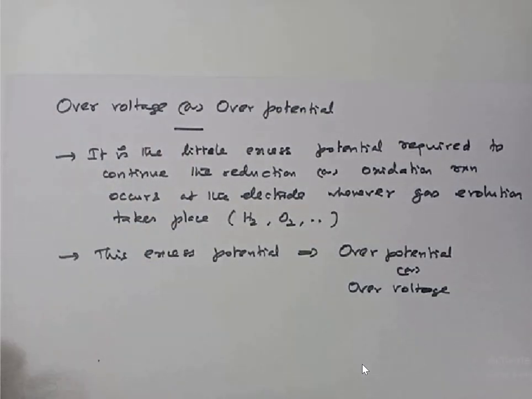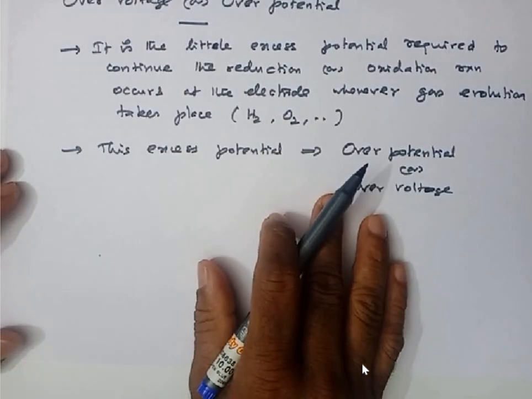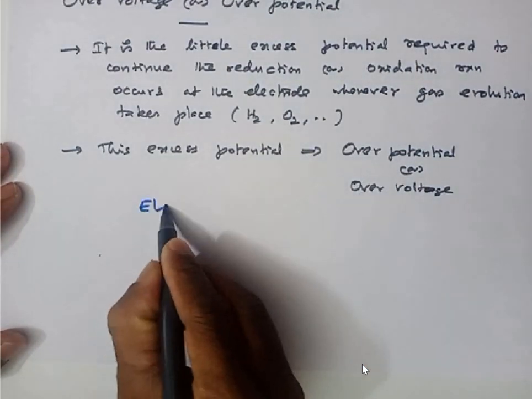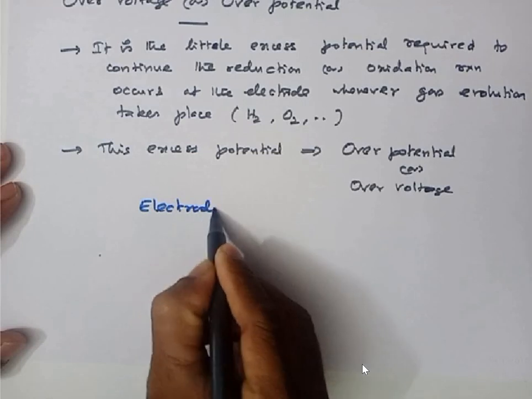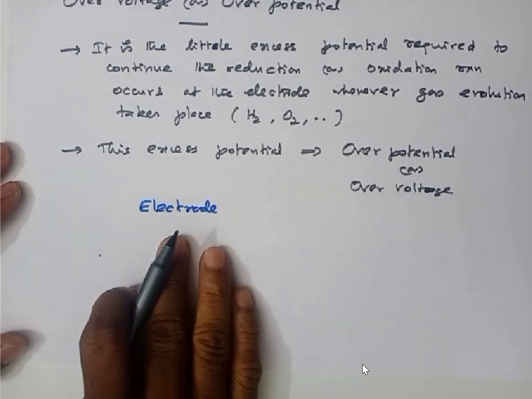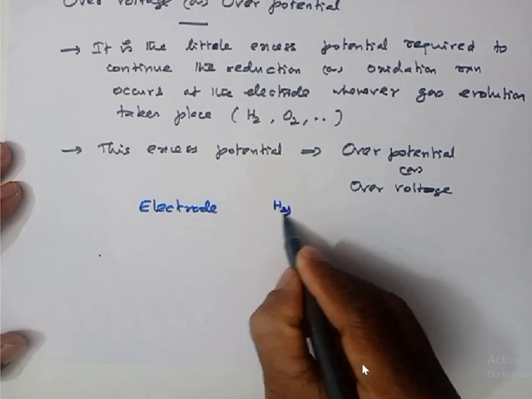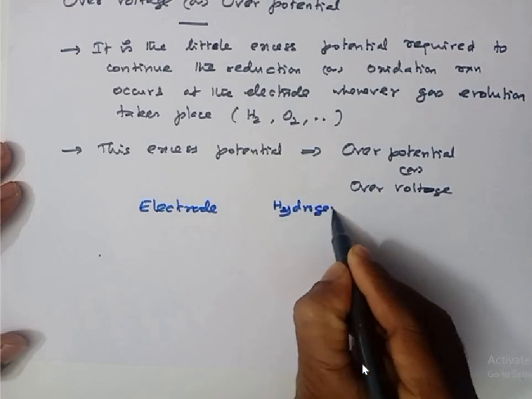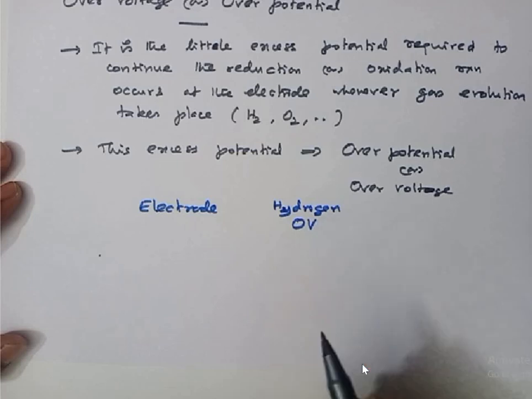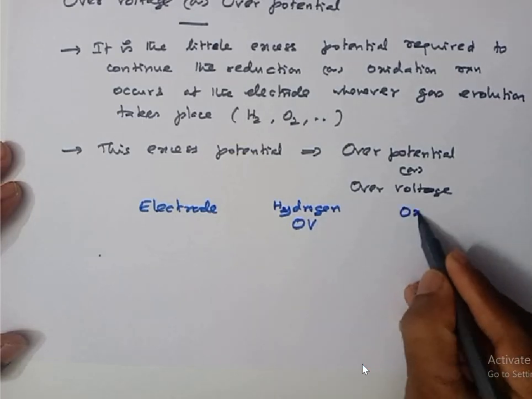So the over voltages for different electrodes are available. I'm not going to give all the electrodes, but I'll give a few electrodes. Hydrogen over voltage, I'll write like this: hydrogen over voltage, oxygen over voltage.